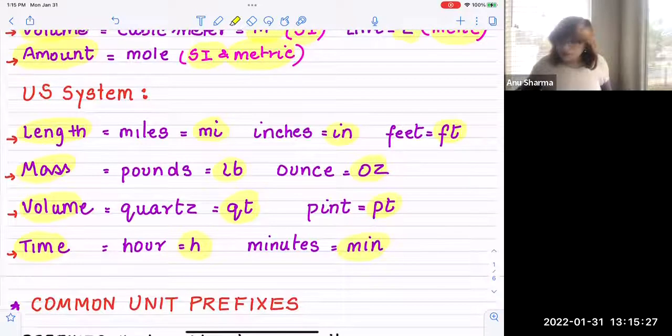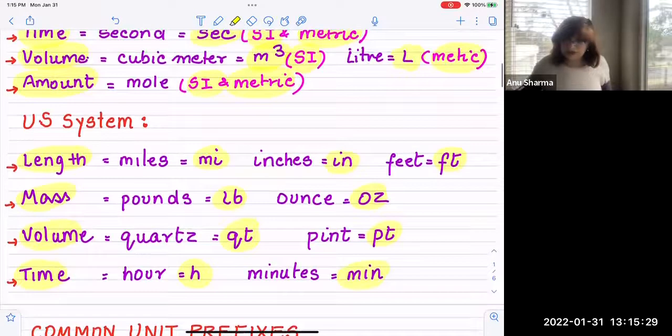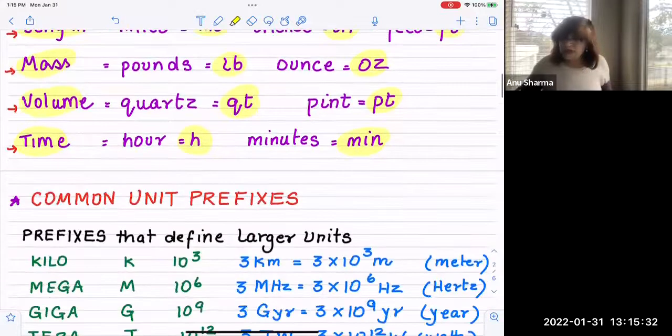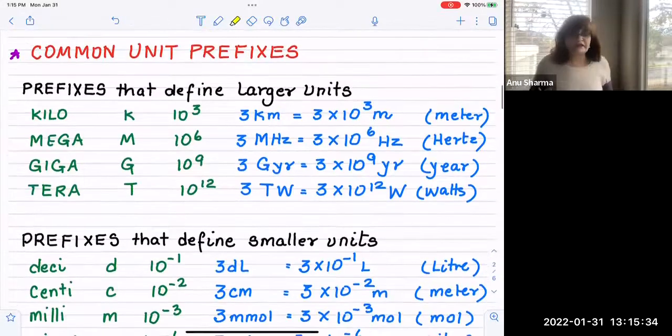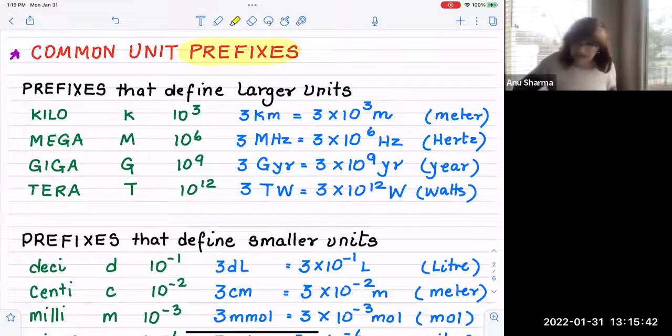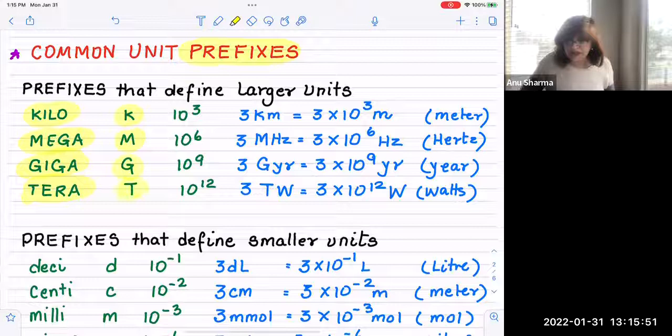Now, before we go further into equalizing the US system and the metric system, first, let's look at the common prefixes that are used. A prefix is something that is written before the base units. So we have seen kilo, mega, giga, and tera. Kilo stands for K, mega is M, giga is G, and tera is T. Kilo is a big unit, so it's 10 to the power 3. Anything that is 10 to the power 3 is kilo.